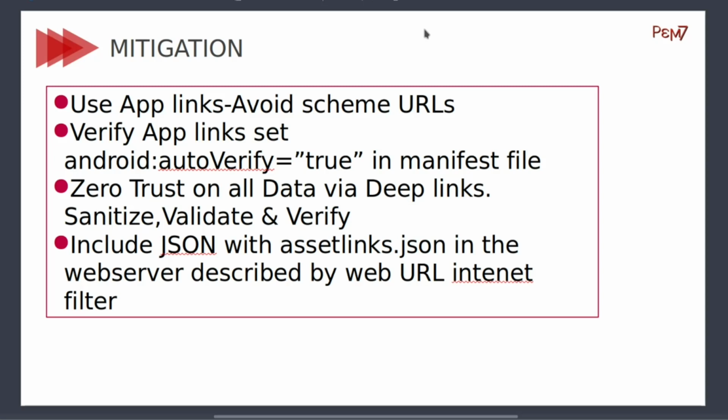The second thing you need to do is to have zero trust on all data via deep links. Always sanitize, validate, and verify the data that is sent via deep links. And if it needs to be encrypted, make sure it's encrypted if it is sensitive. And finally, always include the JSON with asset links on the web server described by the web URL's intent filter.